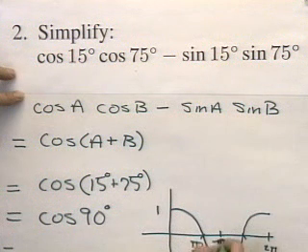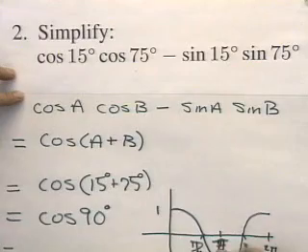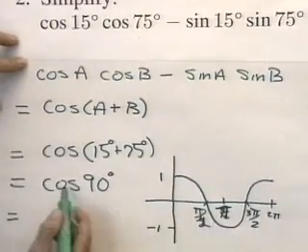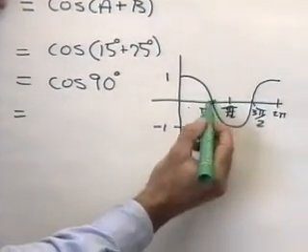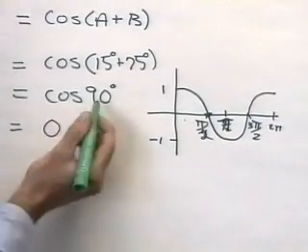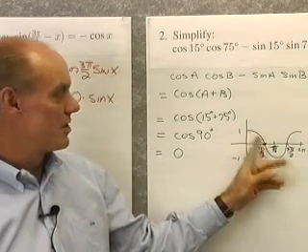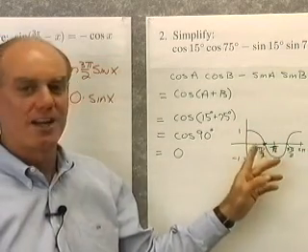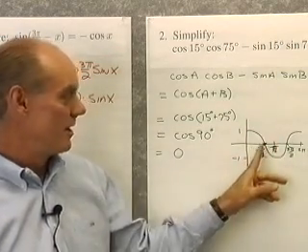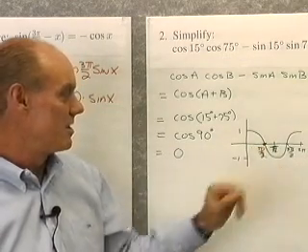I'm sorry, this is pi. This is pi over 2, and this is 3 pi over 2. So cosine of 90 degrees, that's going to be right here, is 0. So cosine of 90 degrees is 0. I can use a calculator to get that, or I can just simply sketch the cosine curve real quick and look at 90 degrees and remember that, and see that cosine of 90 degrees is 0.